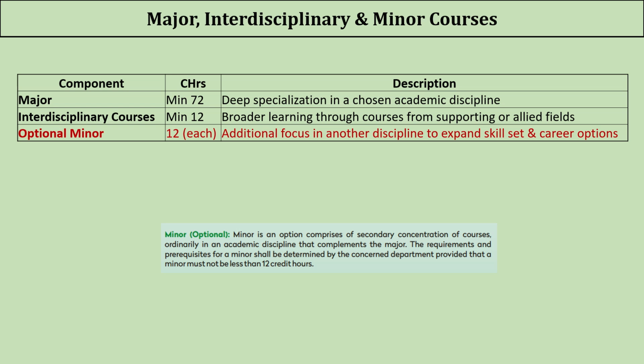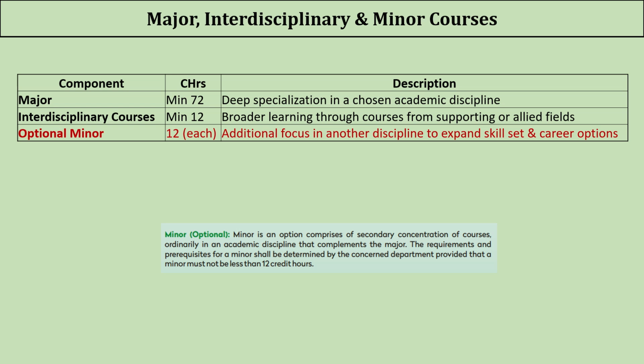Optional minor, 12 credit hours. A minor allows a student to formally study a secondary discipline. It can either complement the major, like marketing and finance, or diversify it, like physics with philosophy. While optional, it enhances career adaptability and academic depth.